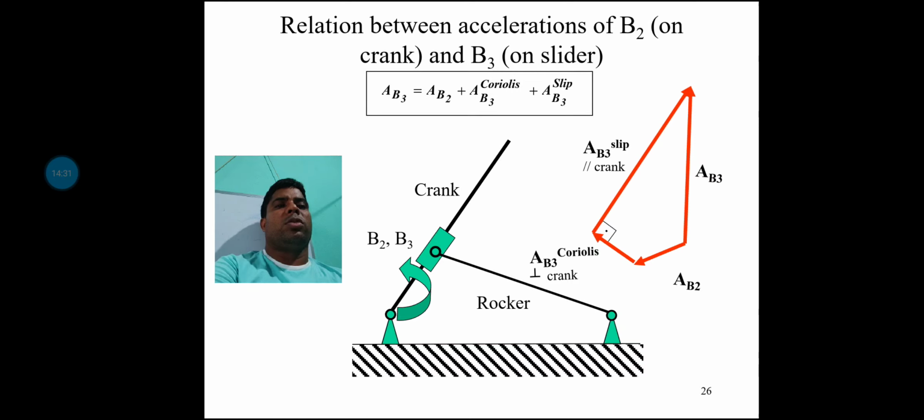So the crank is in the upper portion, and the rocker arm is also used, and points b and b3 coincide with each other. So acceleration of v3 is equal to acceleration of v2 plus Coriolis acceleration of v3 plus slip acceleration of v3, and the diagram can be drawn on the right-hand side, where the Coriolis and slip components are also marked in red color.